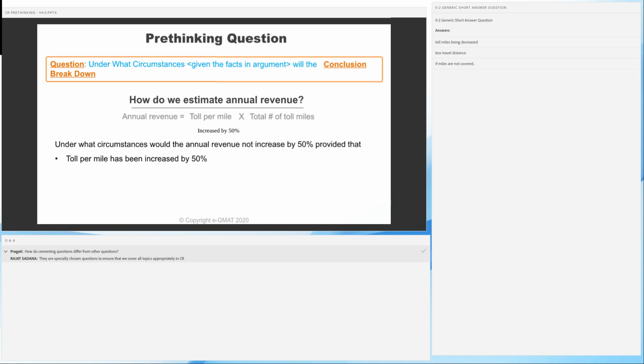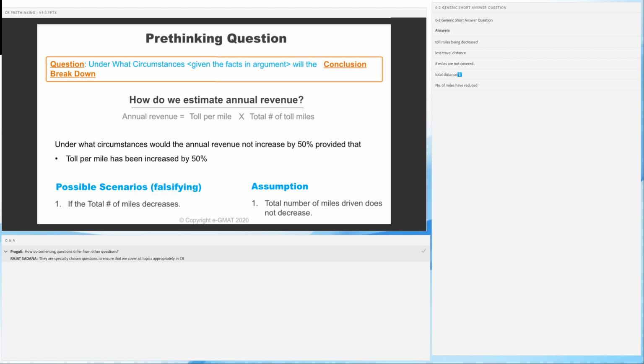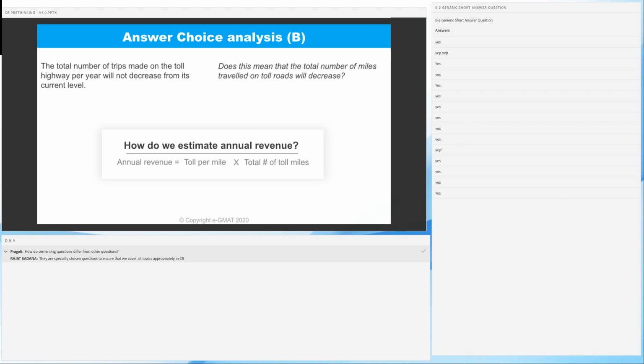If the total number of toll miles go down, that's the only scenario, right? So my assumption is that the total number of miles traveled does not go down. That's my assumption. And good use of the annotation. I really like that. Is this assumption clear? Everyone, is this clear? Yes, no? Come on, I have 70 of you. I want to see a few more yeses.